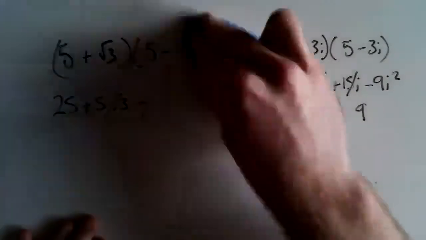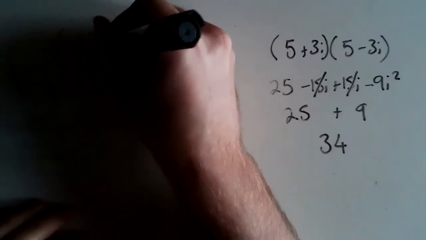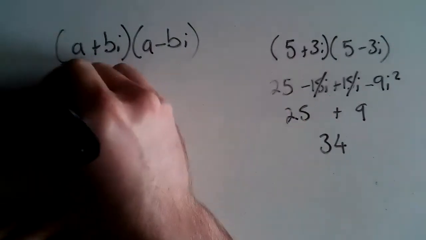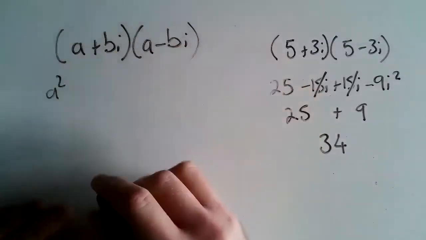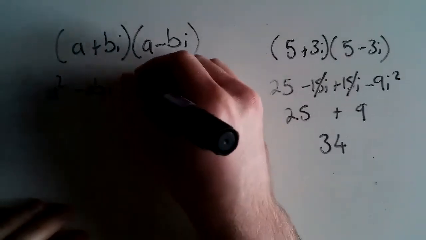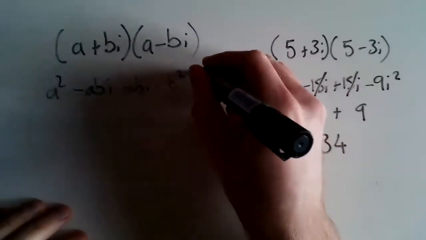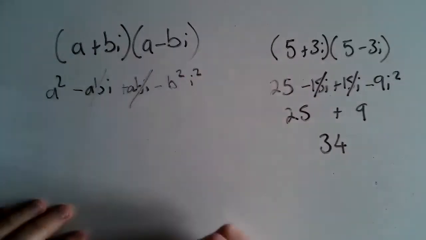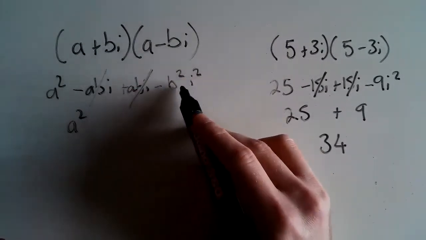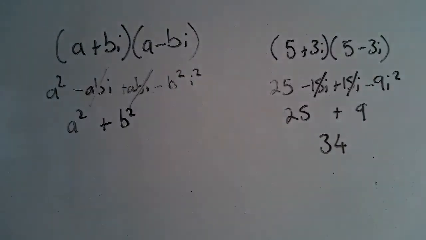And that'll work with any complex number. So if I do algebra now, so a plus bi and a minus bi. a times a is a squared. a times minus bi is minus abi. bi times a is plus abi. And bi times minus bi is minus b squared i squared. They cancel out. i squared is minus 1. So minus b squared times minus 1 is plus b squared, which again is a real number now.